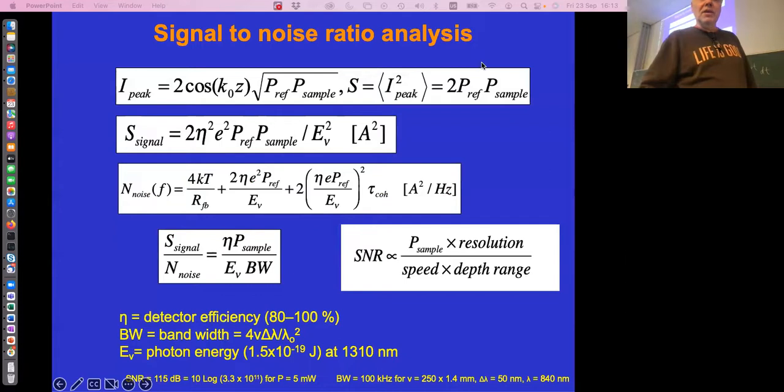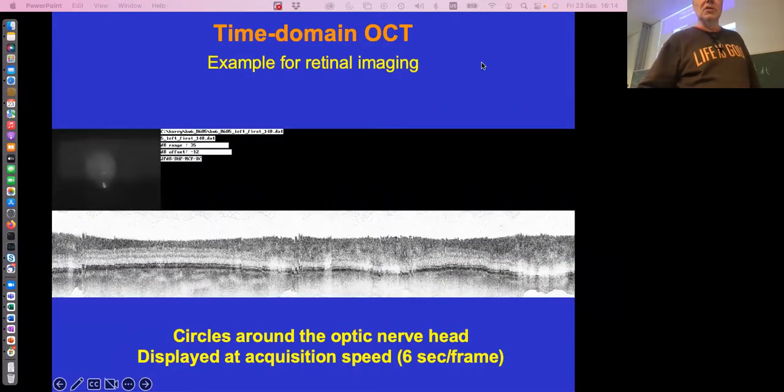Okay, I've explained the principles. This is a little more detail of that calculation, but I think the previous slide gives you a nice example of what's going on. So why is this important?